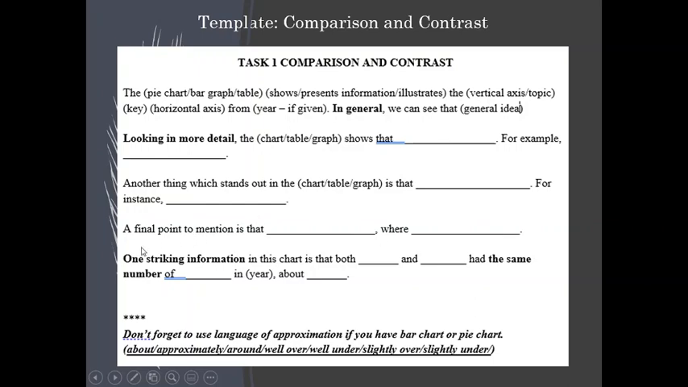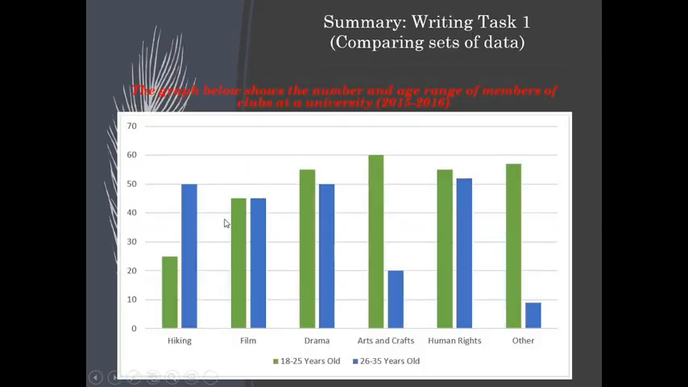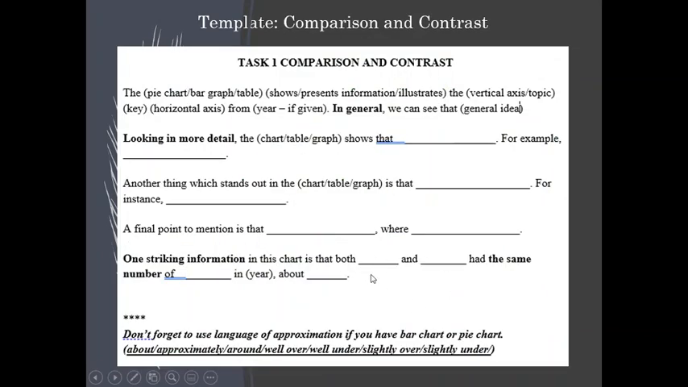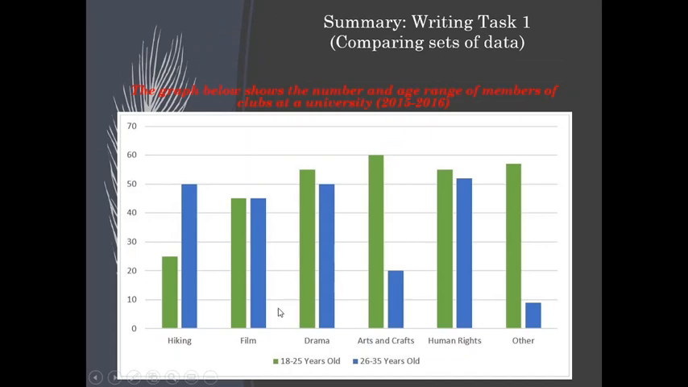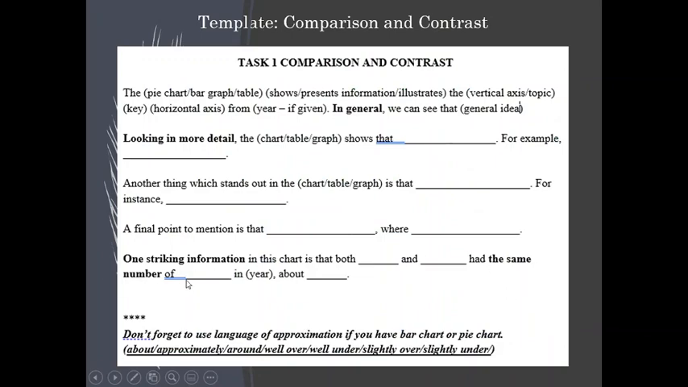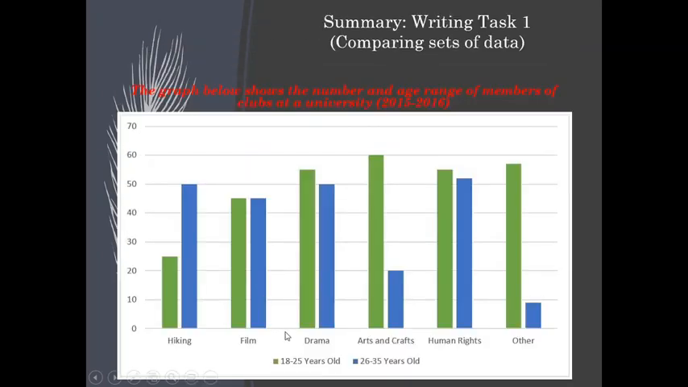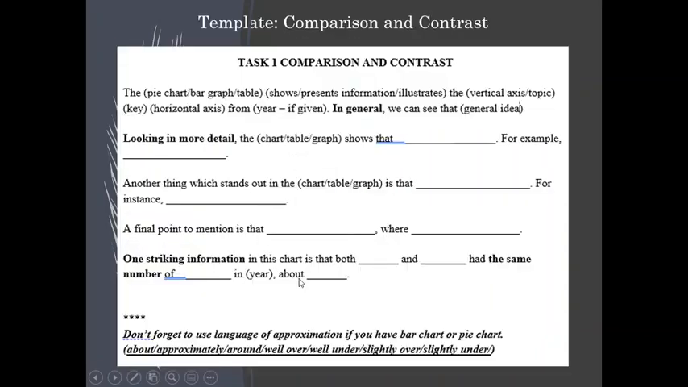All right. Now, one striking information in this chart is that both, now you have your two data that's the same. Okay, both, what is this? Both age ranges, you can say both age ranges had the same number of members. Not put here. Instead, we put the name of the club because here we have club. All right, so we have here film club. About, so what's the amount?